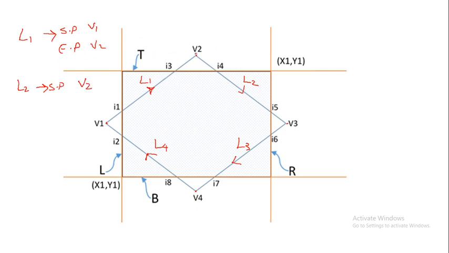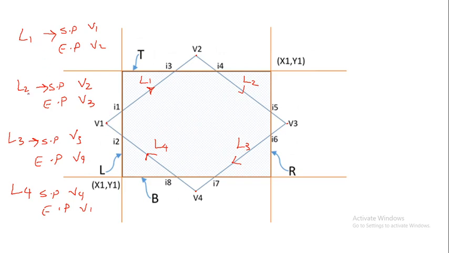The next line's start point will be the end point of the previous line, and then the end point of line number 2 will be V3. And then for line number 3, the start point will be the end point of the previous line, that is V3. For line number 3, the start point is V3 and the end point is V4. And then for line number 4, the start point is V4 and the end point is V1. We have to end up with the start point of the first line. So in this way we can write the information of the line.